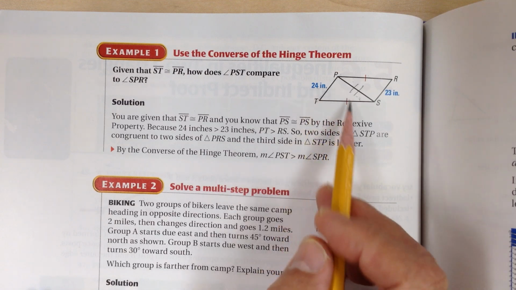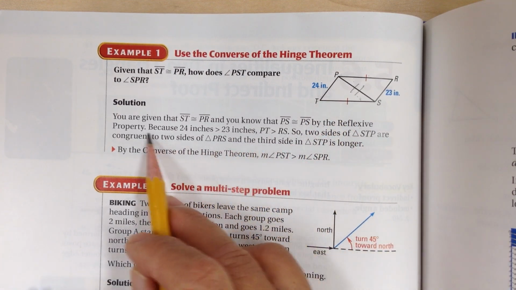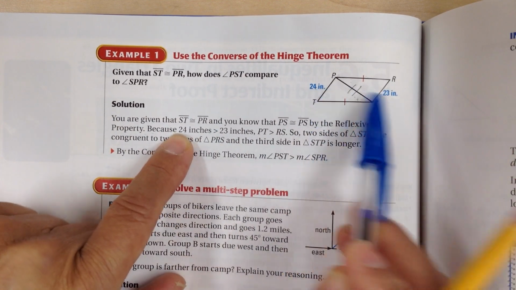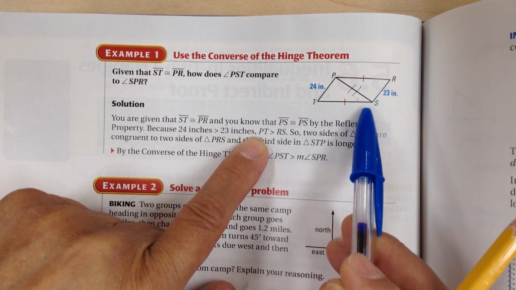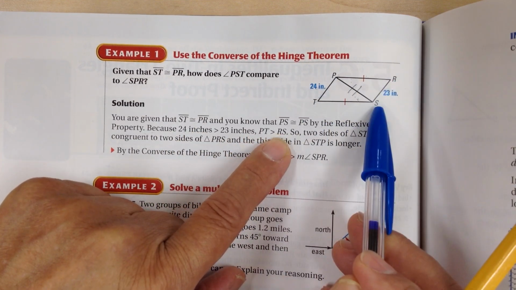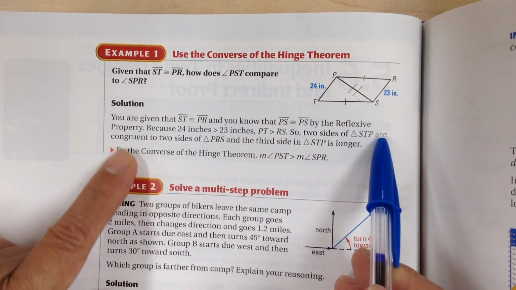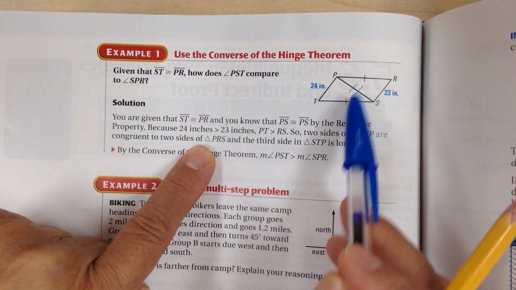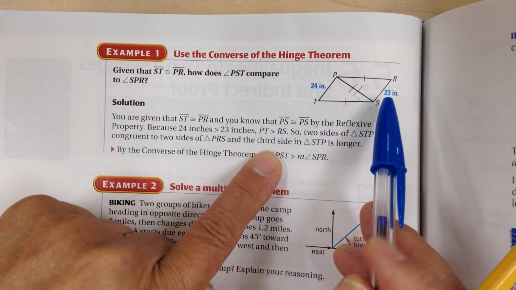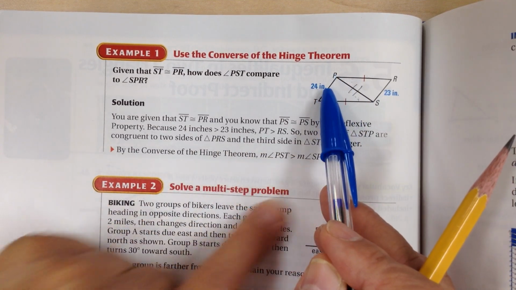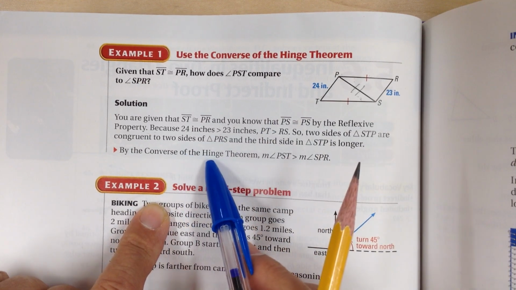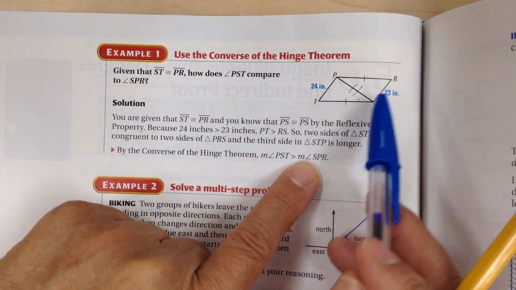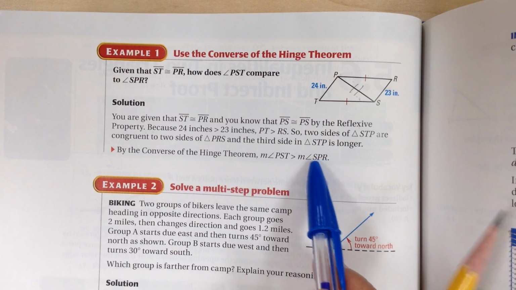Here it says, because 24 inch is greater than 23 inch, therefore PT is greater than RS. So two sides of triangle STP are congruent to two sides of triangle PRS. Again, these two sides are congruent to these two sides, and the third side of STP is longer. Therefore, by the converse of the hinge theorem, the measure of angle PST is greater than the measure of angle SPR.